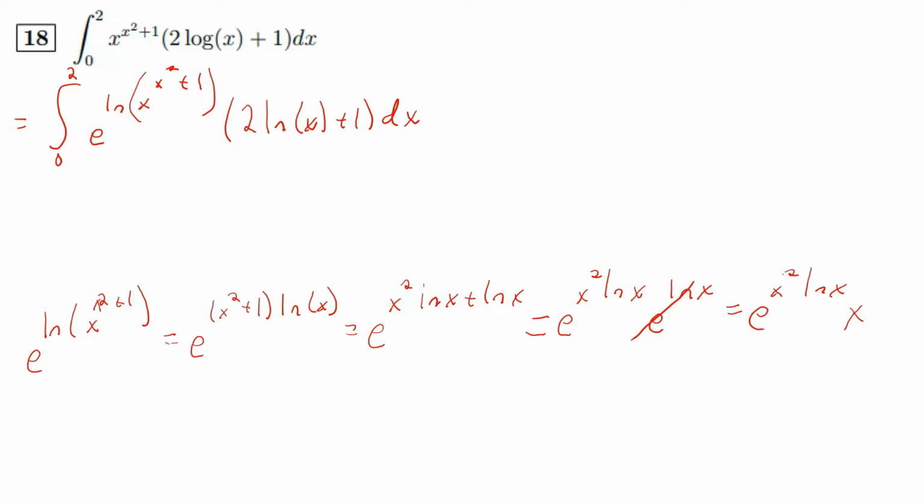And now we can just substitute this in our original integral like this. 0 to 2, bounds don't change, of e to the x squared ln x times x over 2 ln x plus 1. And the next step I'm going to do is distribute this x into the 2 ln x plus 1. So right down here.